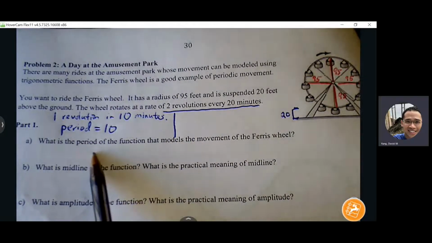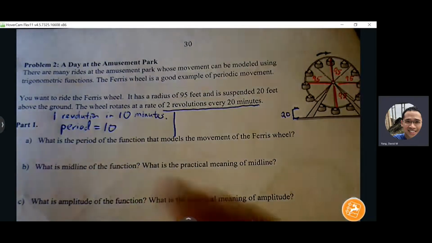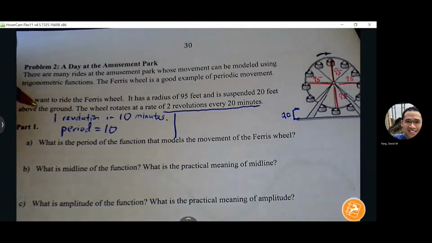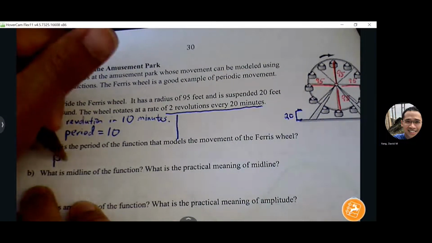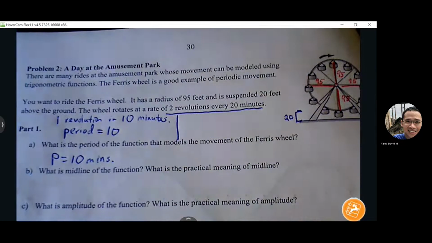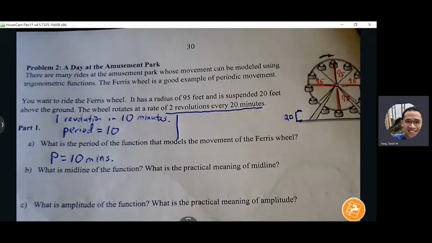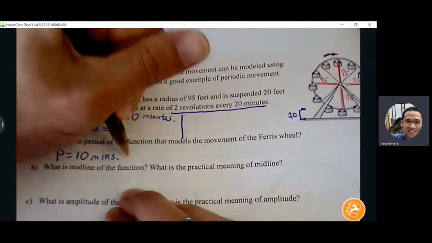So that kind of leads us into part A. What's the period of the function that models the movement of the Ferris wheel? And let's just go ahead and get this out of the way, right? If we know the period that models the movement of the Ferris wheel, we can also find the what? B-value, right? Eventually, we're going to write the equation, so let's just get that out of the way.